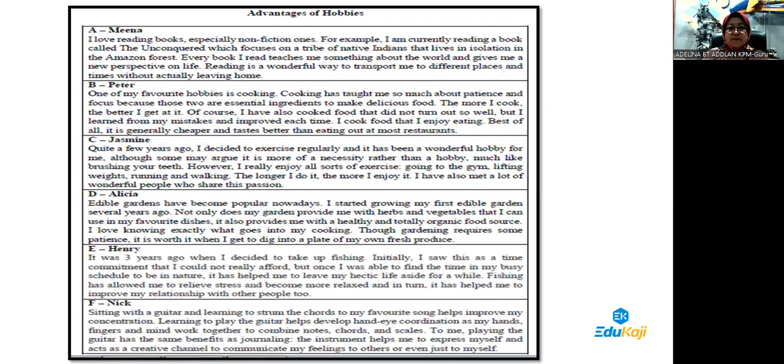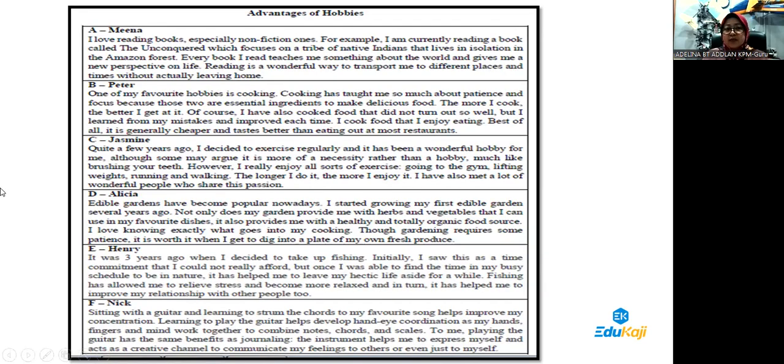Okay, let's see. This is what I meant. Students have to write the paragraph. Now, A here refers to this paragraph. So A is the paragraph about Nina. B is the paragraph about Peter. C is the paragraph about Jasmine. D is the paragraph about Aisha, E, Henry, and F, Nick. Let's see.